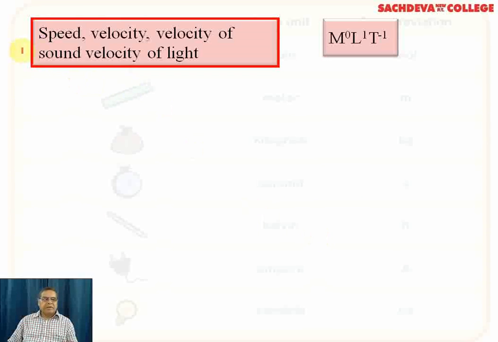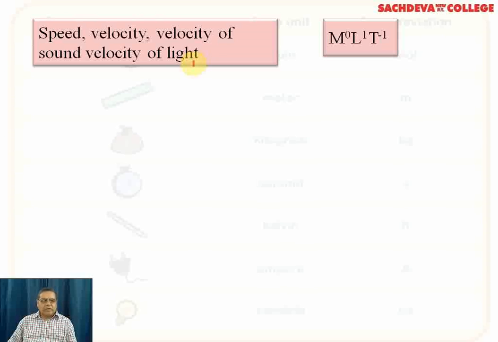The speed, velocity, velocity of sound, velocity of light, all of them are expressed in centimeter per second or meter per second. So the mass is not taken into account here. So the dimensional equation is given in terms of LT⁻¹ or M⁰LT⁻¹.